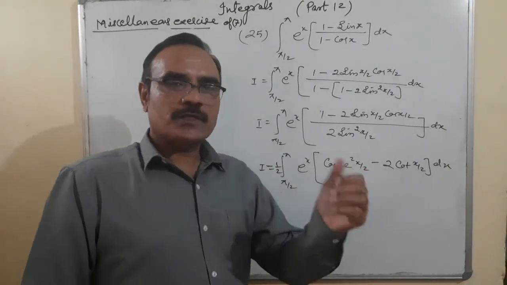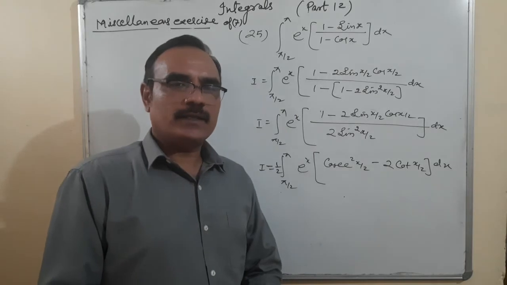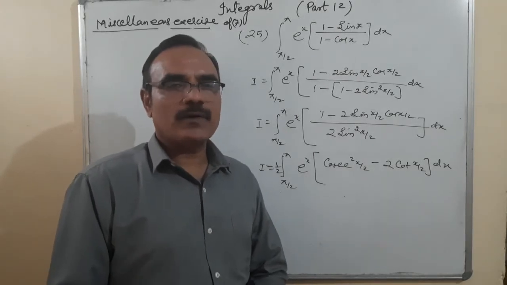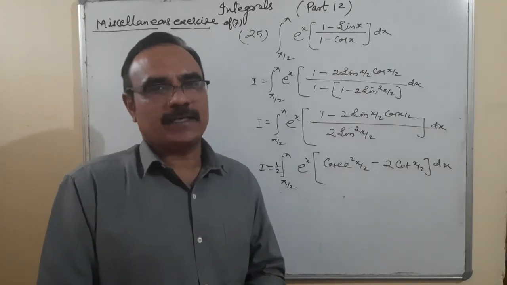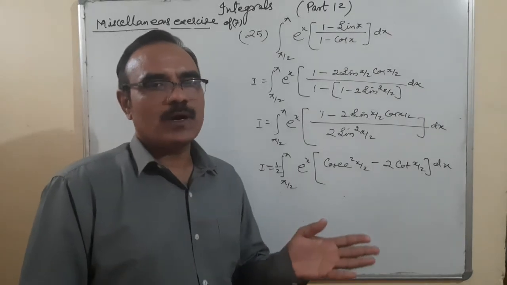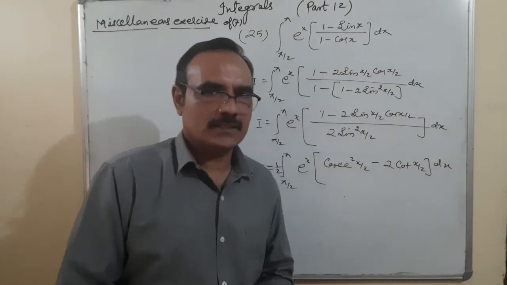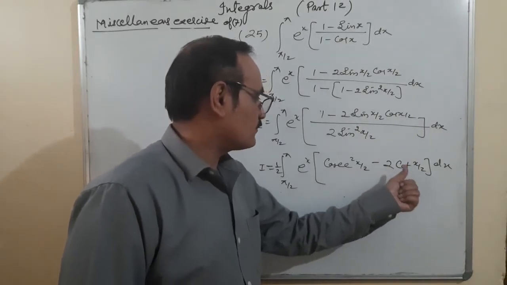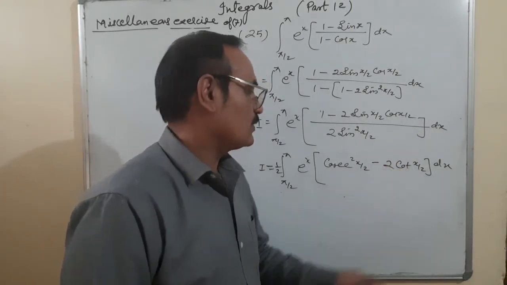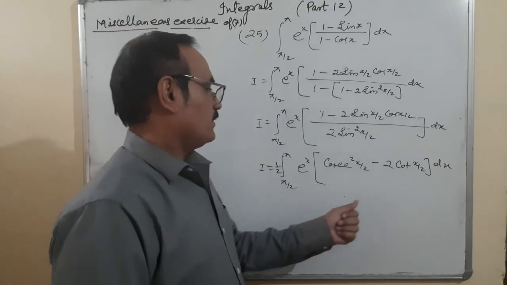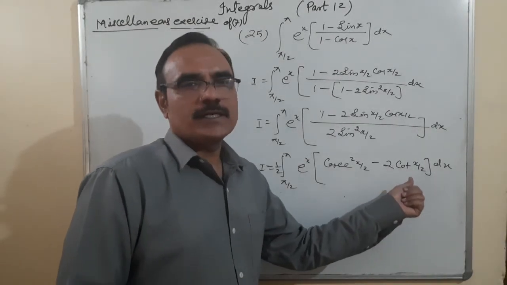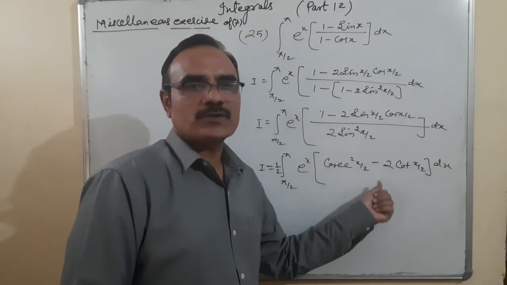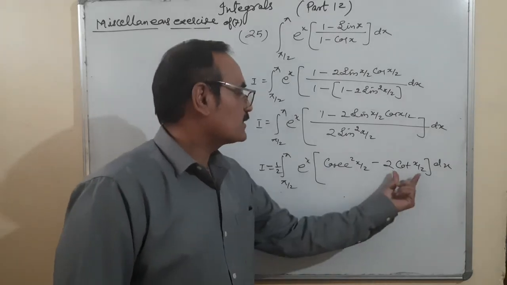So what is the question? What is the formula? The integration of e to the power x, f of x plus f dash x dx, then e to the power x f of x is the integration of it. So let us see which one is the differentiation of the first term to the second, or second to the first. By the way, we know that the differentiation of cot x is minus cosec square x. So let us see what happens.